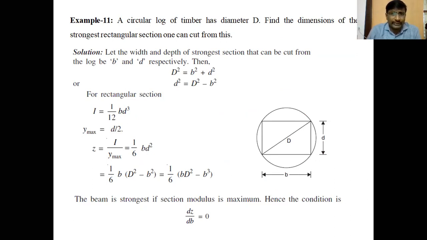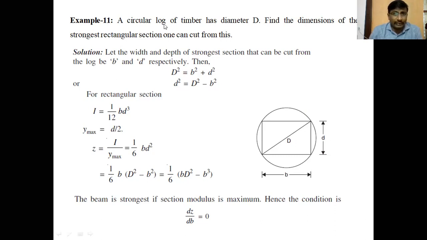For whichever section the Z value is more, that section has the highest strength. The strength of a beam section depends on its section modulus. If the section modulus is maximum, then the strength of that section is also maximum. By that concept, we should derive the maximum strength of the beam from the circular section and the dimensions of the beam which are required for maximum strength. So look at the problem, example 11.